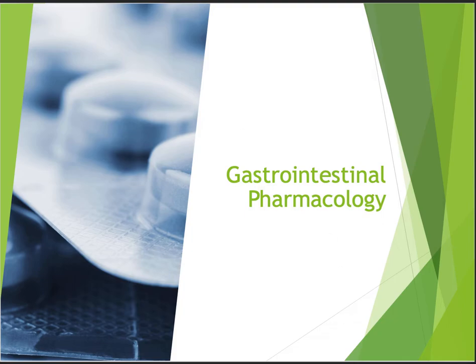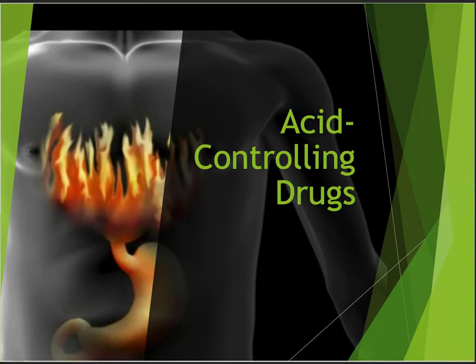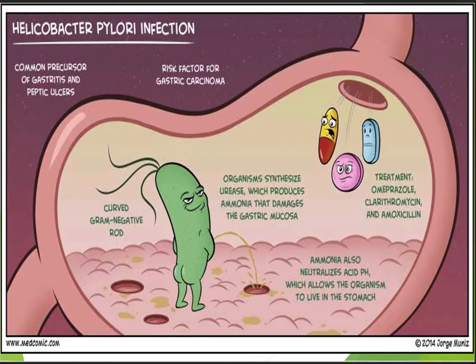So when we're talking about our GI meds, we're talking about a variety of medications that we use overlapping for a lot of your pathophysiology. So the diseases, whether you've got peptic ulcer disease or GERD, a lot of your meds are going to be the same. So first off, we're going to talk about acid controlling drugs.